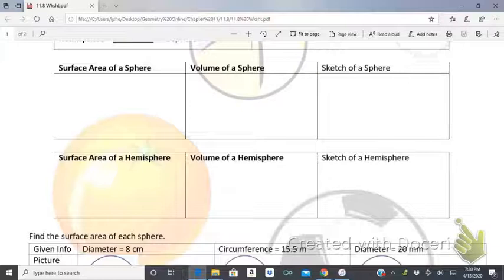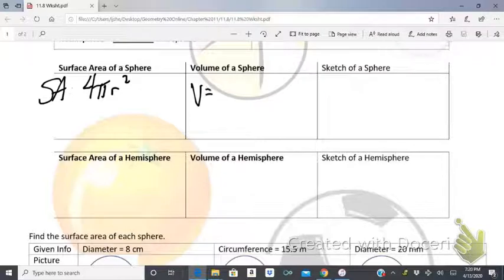Surface area of a sphere. The surface area of a sphere is 4 pi r squared. That's how much is around the outside. So if you think of a baseball, think about how much leather is required to go around the outside of a ball. If you think of a golf ball, the white part is the surface area. If you think of a basketball, the leather around the outside is the surface area.